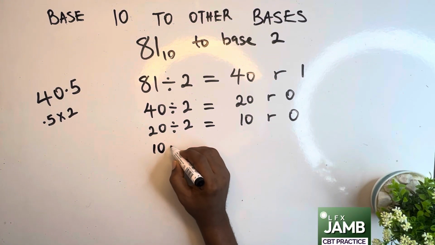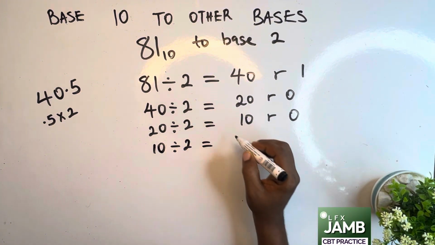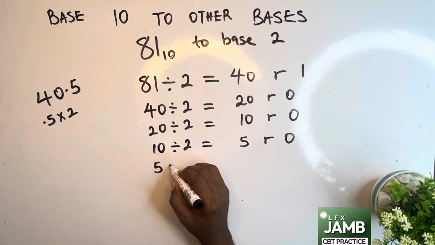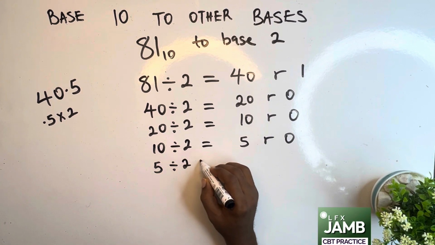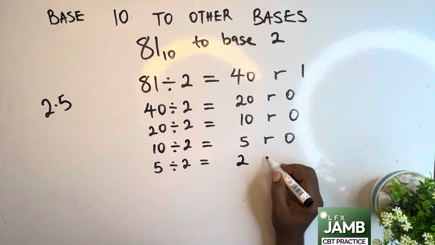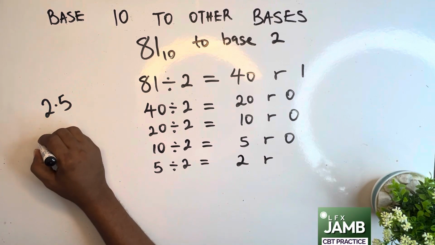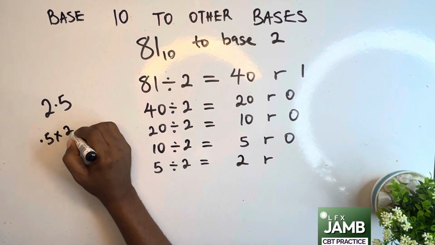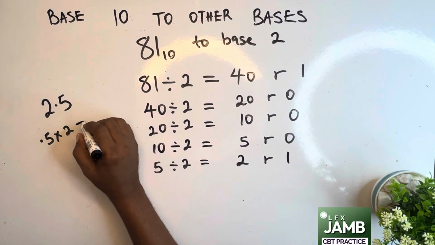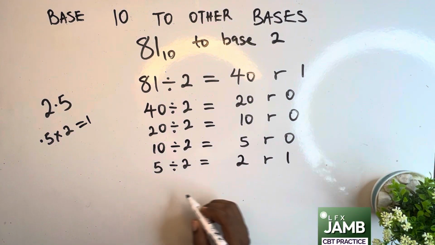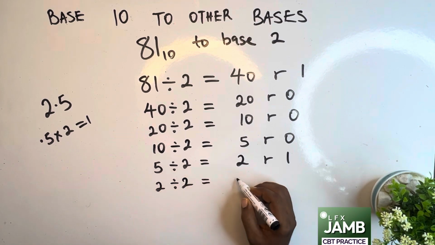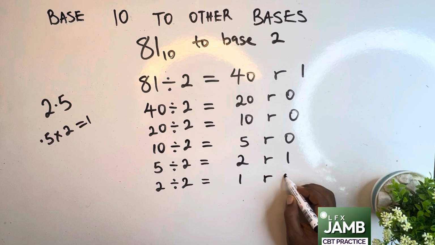10 divided by 2 will simply give us 5, remainder 0. So 5 divided by 2 will give us 2.5. So the main number is 2. For the remainder, we'll say 0.5 multiplied by 2. So 0.5 multiplied by 2 is 1. So the next number is 2 divided by 2. That should give us 1, remainder 0.